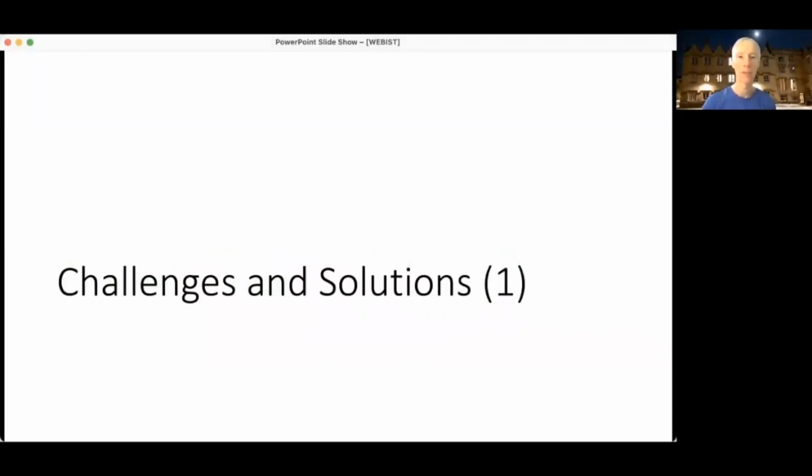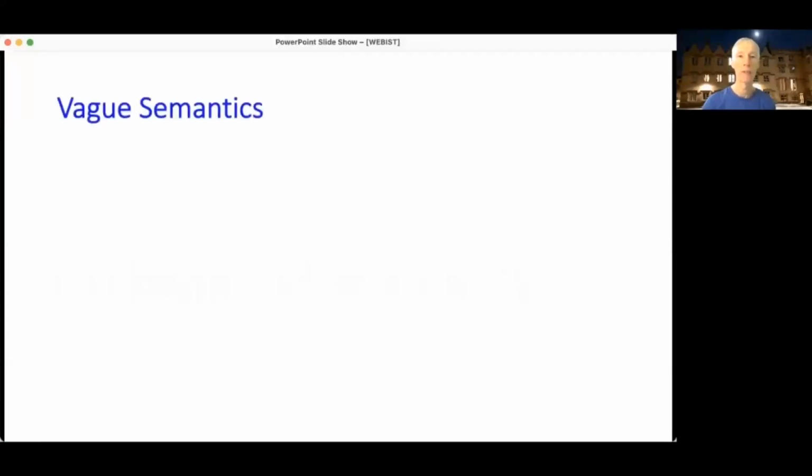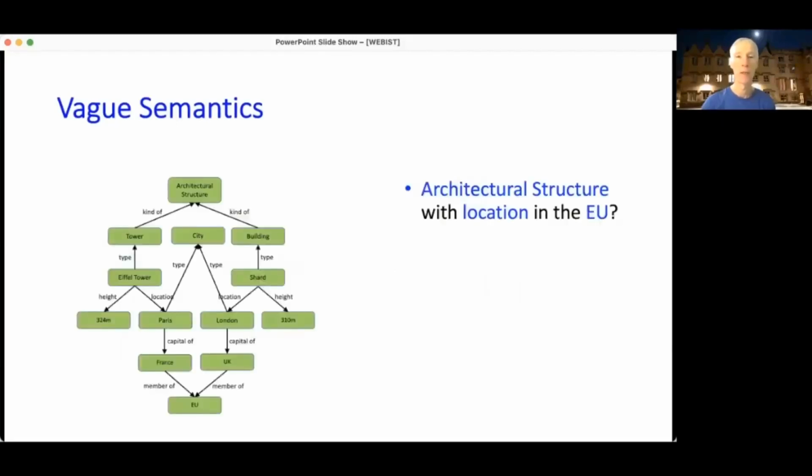But next, I want to consider some of the challenges that need to be overcome if knowledge graphs are going to be effective. One of the main issues is that the intuitive nature of graphical knowledge representation can obscure the fact that the semantics may be very vague and ambiguous. If we return to our running example and consider a query against the graph that asks for all of the architectural structures that are located in the EU, intuitively, given the information in the graph, which states that the UK is still in the EU, the answer should be the Eiffel Tower and the Shard.